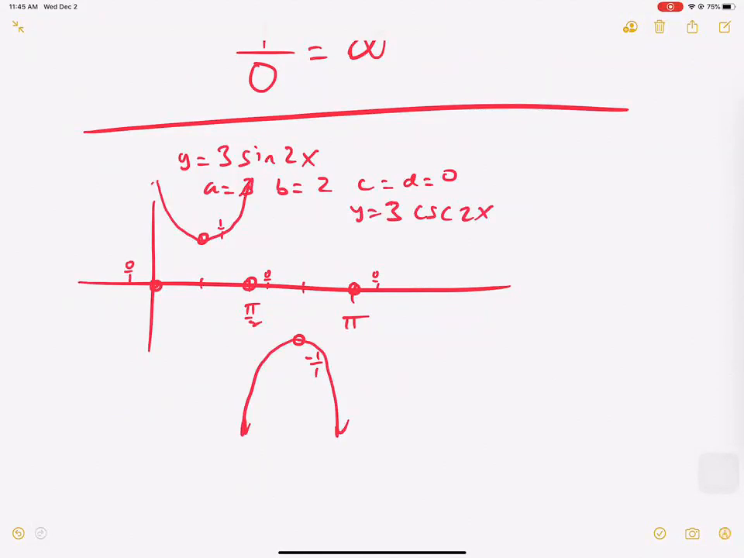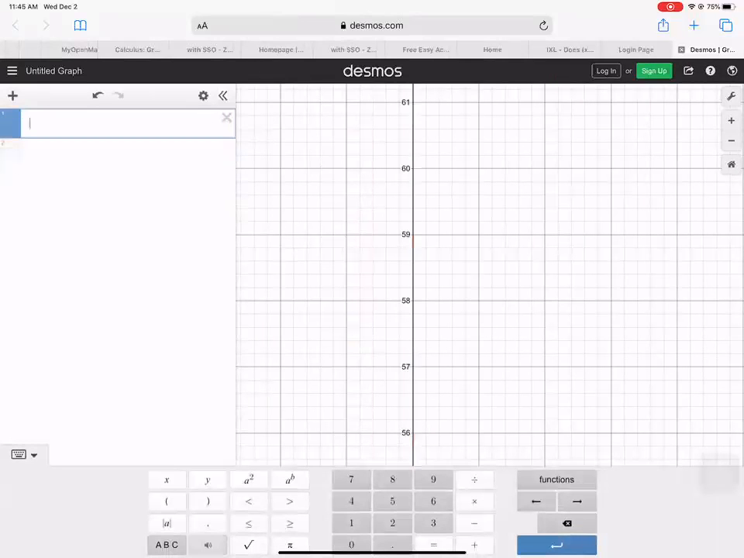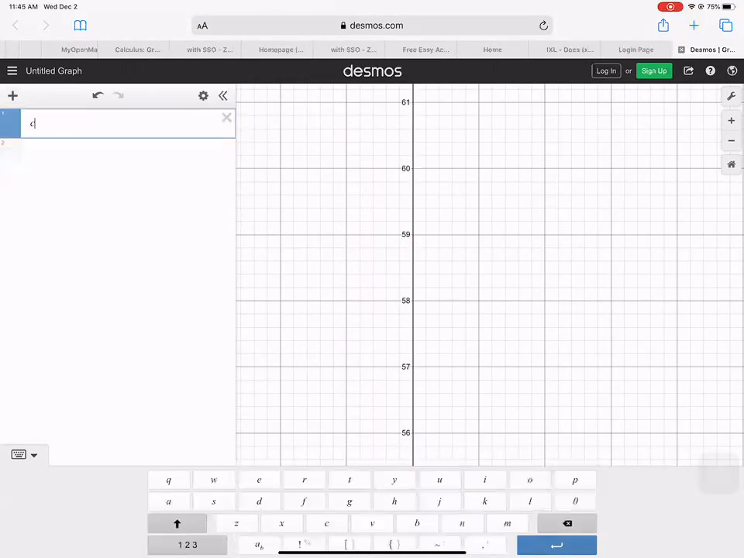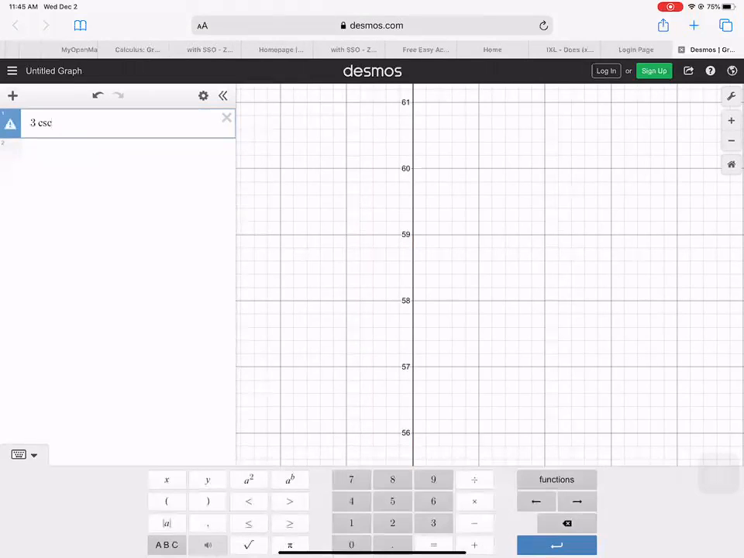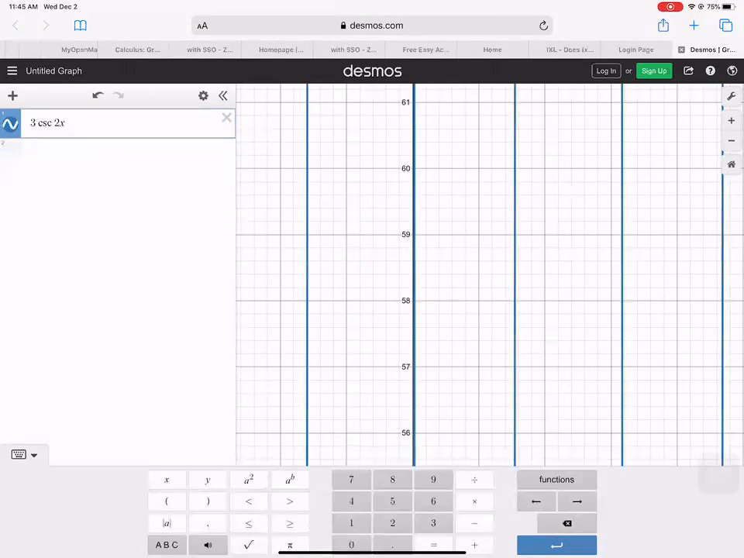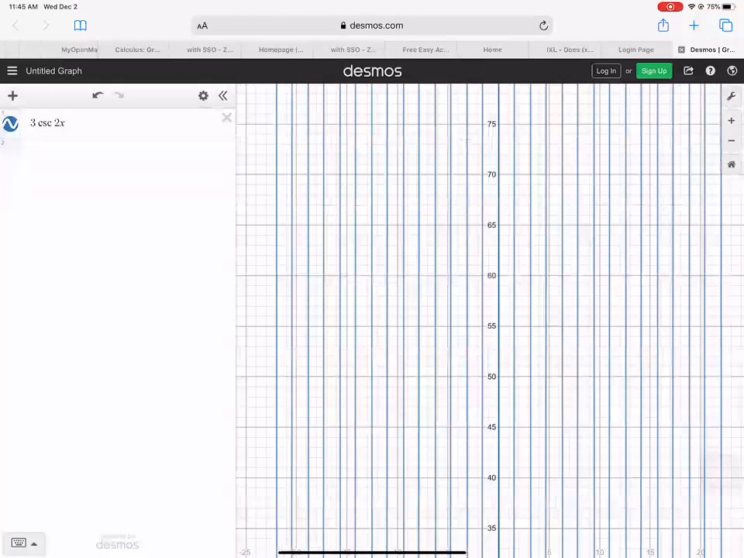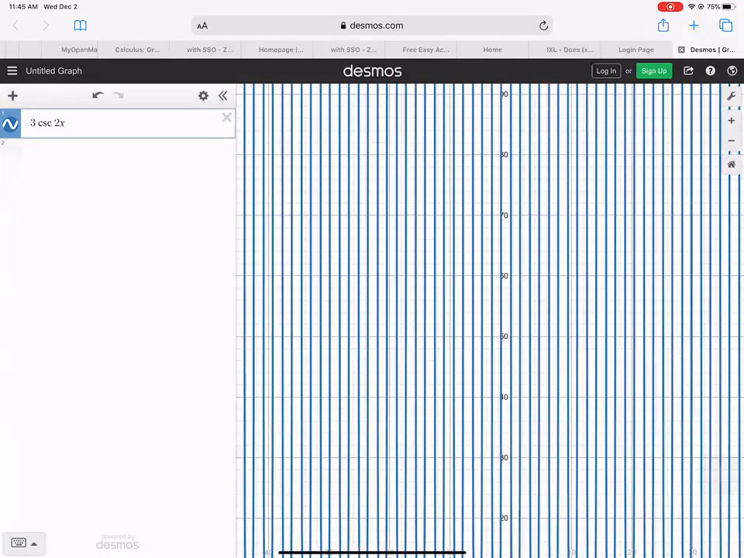If we continue our graph, 0 up, 0 down, 0, the graph looks like finger graphs. So if I graph cosecant here, cosecant of, let's do 3 cosecant of 2x. This graph looks terrible. I need to reset this graph. Darn it. Let's reset.